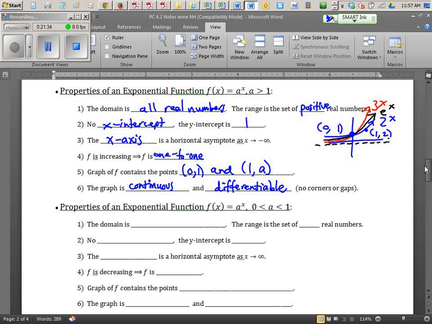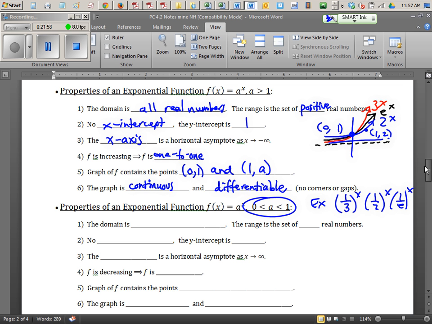Okay. Now what happens if you're dealing with a graph like (1/3) to the x? In other words, what happens if a is between 0 and 1? So examples would include (1/3) to the x, or (1/2) to the x, or (1/e) to the x, which is kind of weird. What would you do with those?